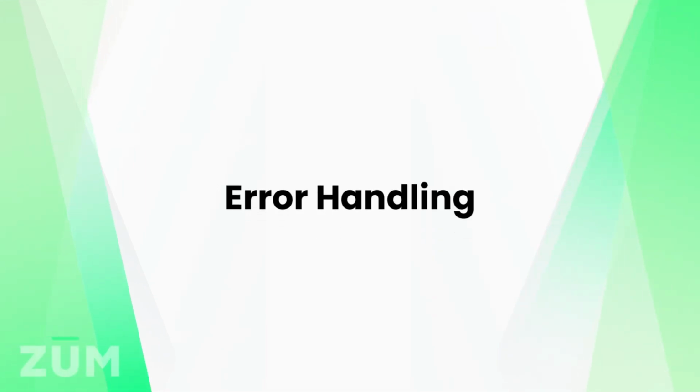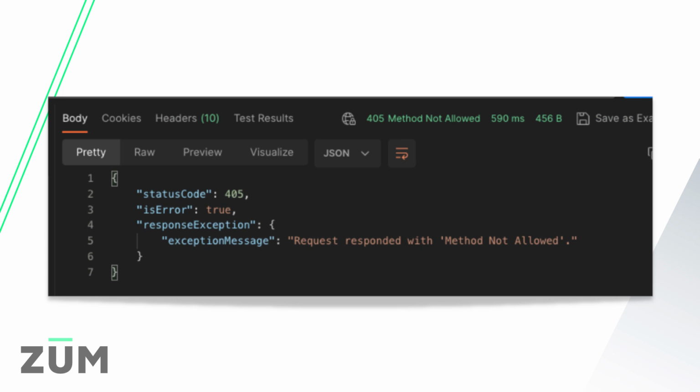The API will return errors in case of invalid requests or server-side issues. Implement appropriate error handling in your application to handle different HTTP status codes and error responses. This can include displaying error messages to users or retrying failed requests.